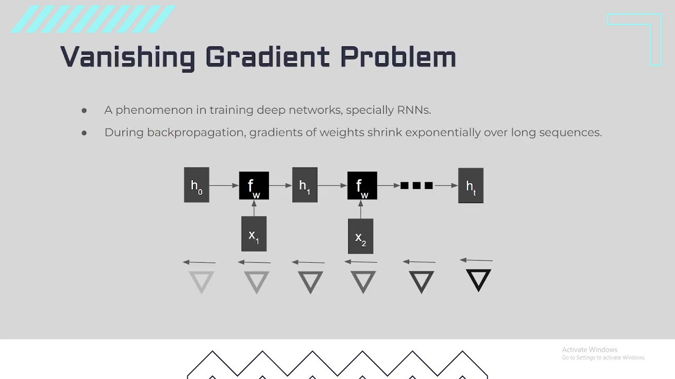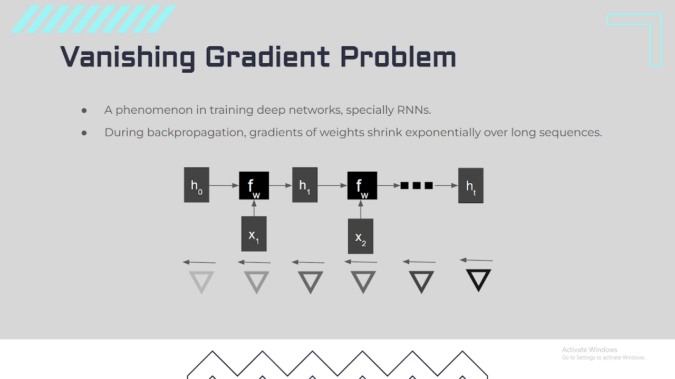Now, let's talk about a quite deadly issue in training deep neural networks, especially recurrent neural networks, called the vanishing gradient problem. Imagine our RNN model is trying to learn from long sentences, word by word, step by step. Each step produces a hidden state H0, H1, all the way to HT, and during training we pass gradients back through all those steps, from the end of the sequence to the start.